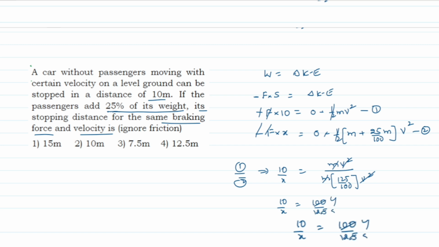25 4s are 100, 25 5s are 125. So 5 10s are 50 by 4. So x value will be 50 by 4, which is nothing but 12.5 meters.